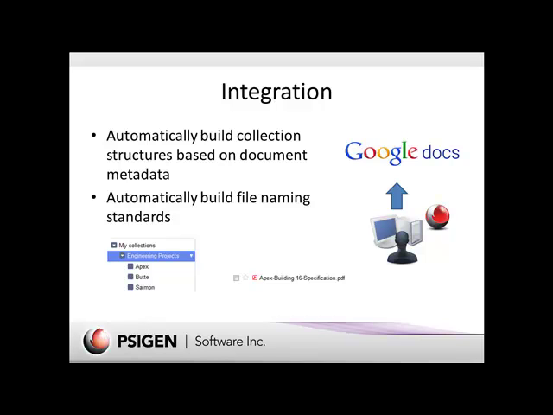So when we built our Google Docs integration, we did a couple things that really give you some horsepower when scanning documents. First thing we did is we give you the ability to automatically build collection structures based on document metadata. So you can take information, let's say you're scanning engineering documents, and auto route or create collections within Google Docs. The other thing that we provide you is the ability to automatically build file naming standards. So you can take any type of document metadata and build out a standardized naming convention so that everyone in your organization scans and posts documents to the right collection with the right naming standard.